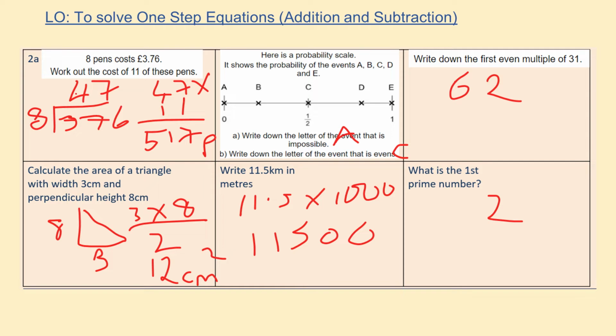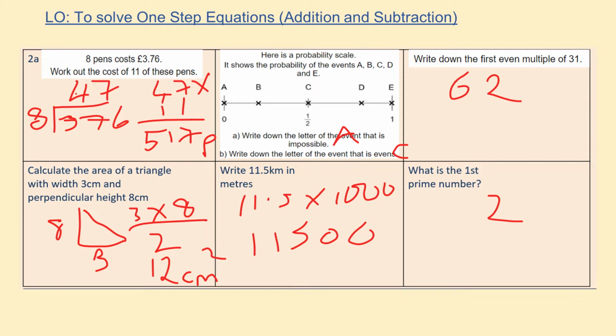Probability scale, an impossible event would be A, no chance of it happening. Write down the letter of an event that is even chance would be C. It's got 50% chance, a half chance of it happening. The first even multiple of 31 is 62.